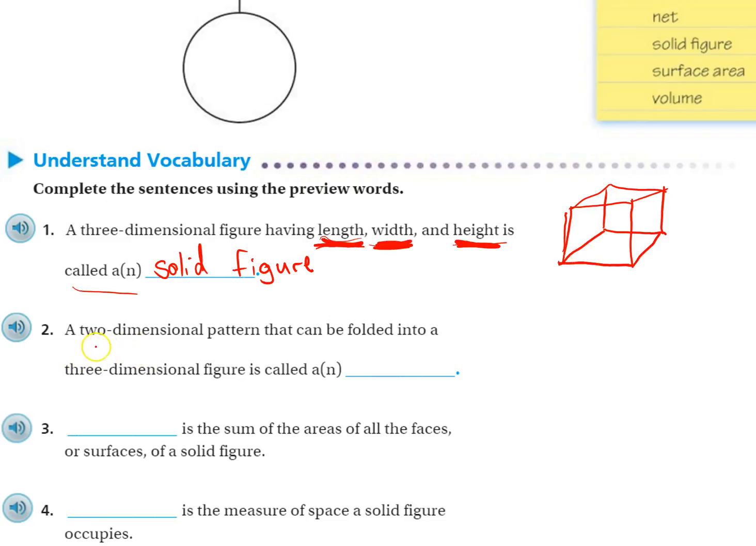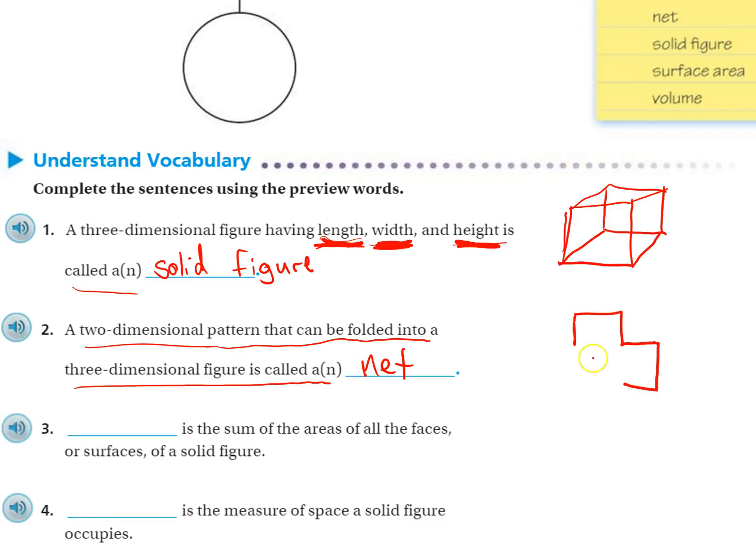Okay, number two, a two-dimensional pattern that can be folded into a three-dimensional figure is called a net. Okay, a net means, think about if you've ever broken down cardboard boxes. A net is what the cardboard looks like when you've laid it all out. So for example, a box would look something like this.